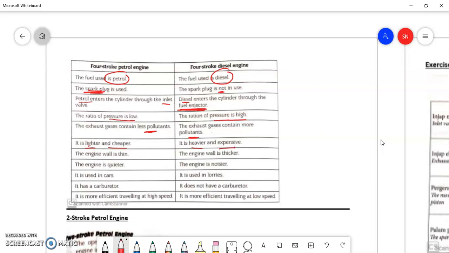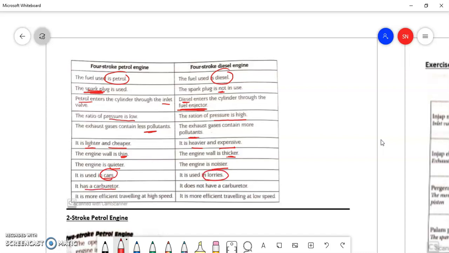Even though petrol is a bit cheaper and diesel is slightly more expensive, sometimes it's almost the same price. But lorries and buses still use diesel because it burns longer, so it lasts longer. In the long run, they save money for bigger vehicles. The engine wall is thin here and thicker here. The petrol engine is quieter, diesel is noisier. Petrol is mostly used in cars, diesel in bigger vehicles like lorries.